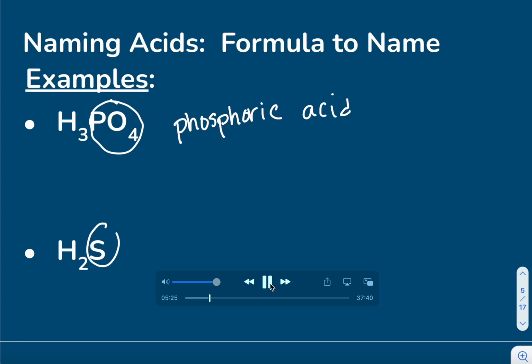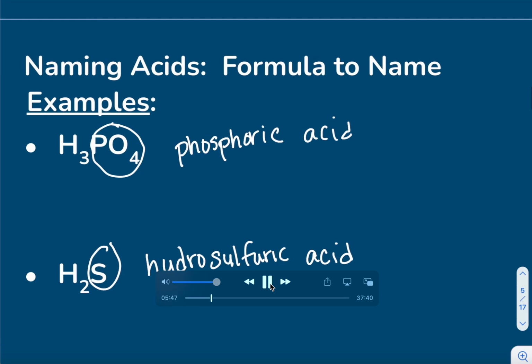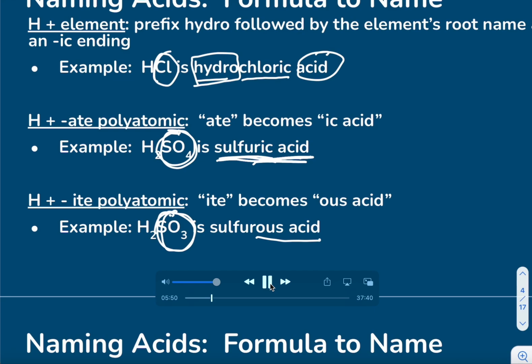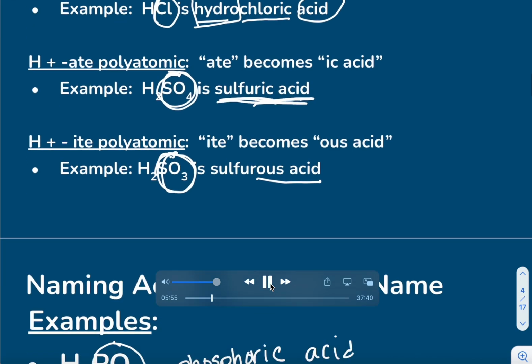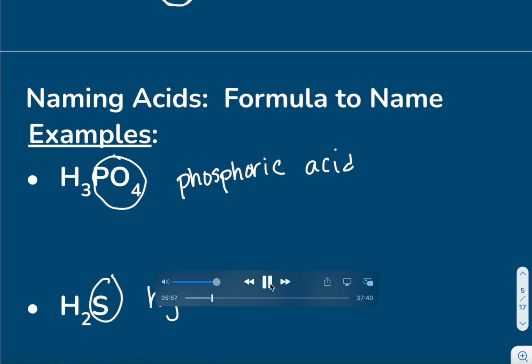Now, if we look at everything but the H here, it's just sulfur. There's no polyatomic there. So when it's just the element, remember you start with hydro, and then the element, you add the IC ending, so it will be hydrosulfuric acid. Now, if you look here, we had sulfuric acid, but it was a different formula. The hydro is what tells you it's just the element. So hydrosulfuric acid and sulfuric acid are two different things.